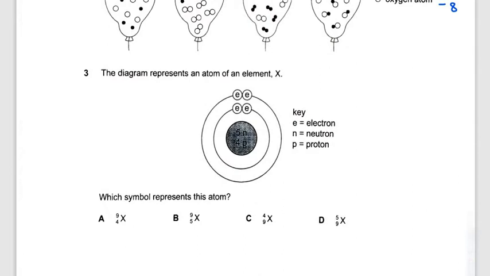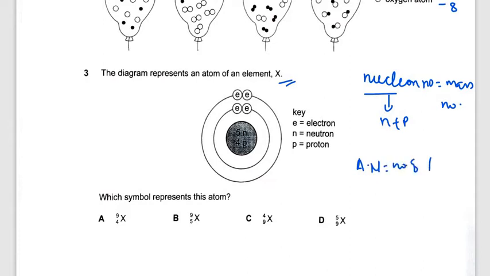Question number 3. The diagram represents an atom of X, with electron, proton and neutron. This is from the chapter atomic structure, where you discuss the nucleon number. Nucleon number is also called mass number. What is mass number? The particles present in the nucleus, the nucleons, which are neutrons plus protons. What is the atomic number? It is equal to the number of protons.